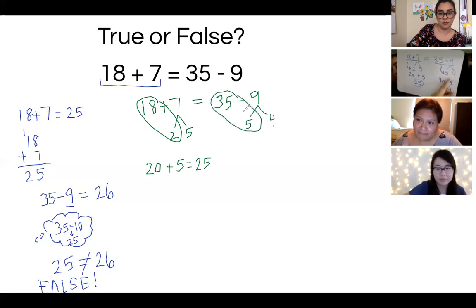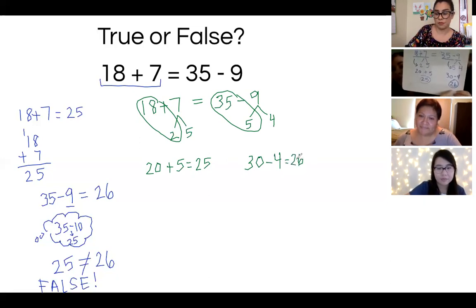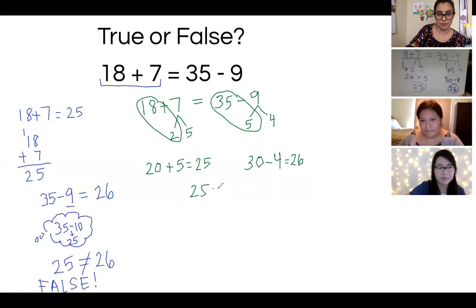And then 30 take away that 4 will give me 26. So on one side I have 25 and the other side I have 26. So I see that they're not equal. So my answer is false. Wow. Thank you, Ms. Hernandez.